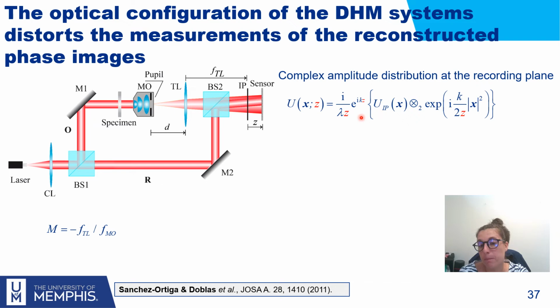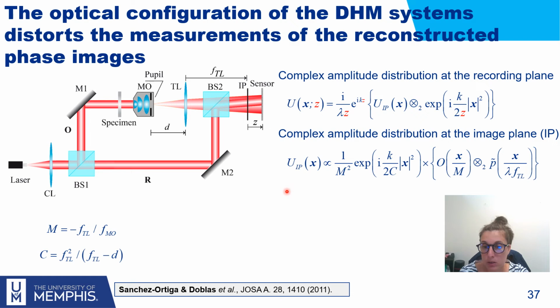The complex amplitude distribution scattered by the sample at the sensor plane is the 2D convolution of the complex amplitude distribution at the image plane with the free space propagator over a distance c. And c can be positive or negative, depending on whether you are in a plane before the image plane or after it. The complex amplitude distribution at the image plane is in general proportional to a quadratic phase factor, where c depends on the optical configuration. It is the radius of curvature of a spherical phase factor that depends on the distance d, multiplied by the 2D convolution of the scaled version of the object information with the Fourier transform of a scaled version of your pupil.